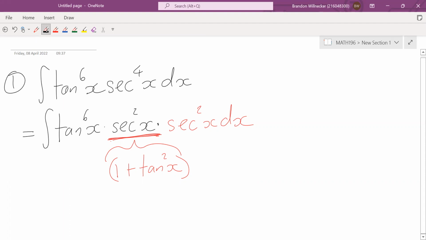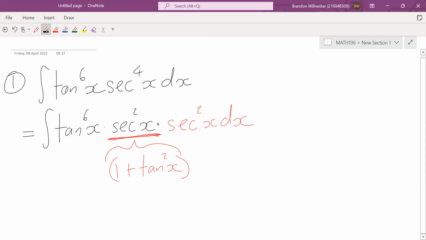So this is going to become the integral of u squared. Sorry, that's not tan squared, that was tan to the 6. So that's u to the 6, 1 plus u squared, and then the sec squared x dx, this part here, that's just going to become du. So we get this nice integral to do. Here we can just use the power rule. So this is going to be the integral of u to the 6 plus u to the 8 du.